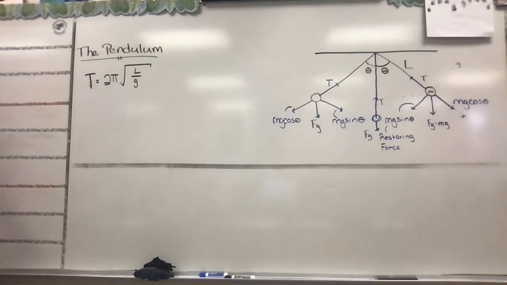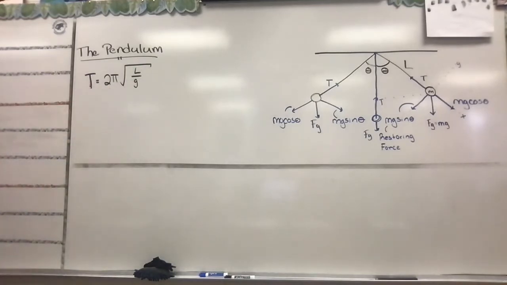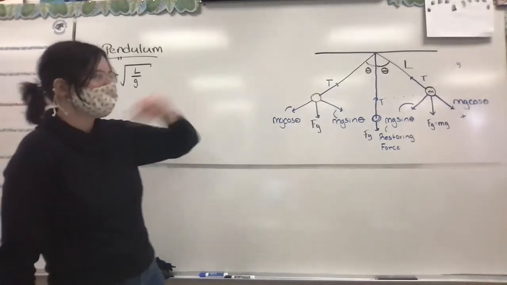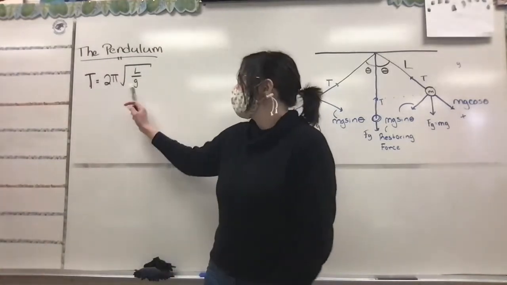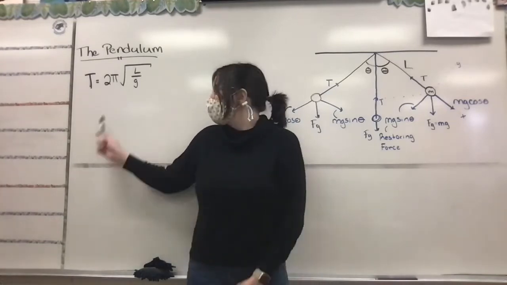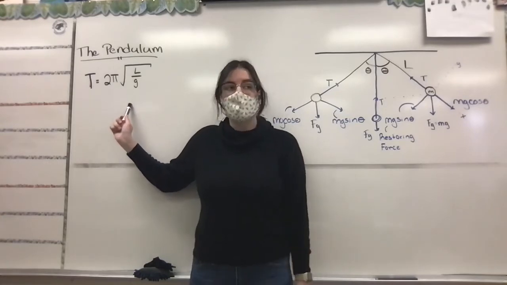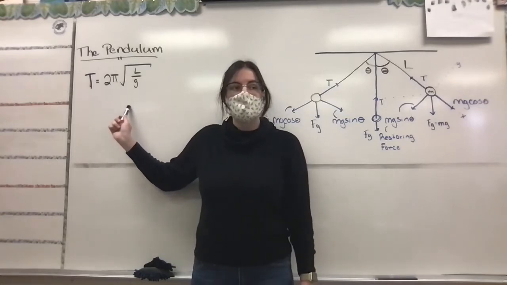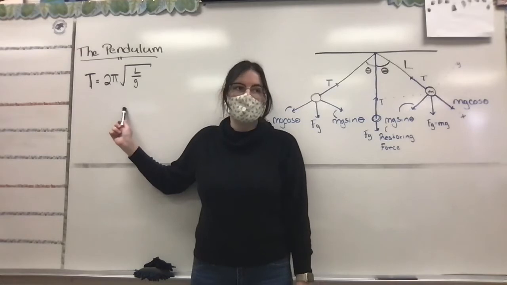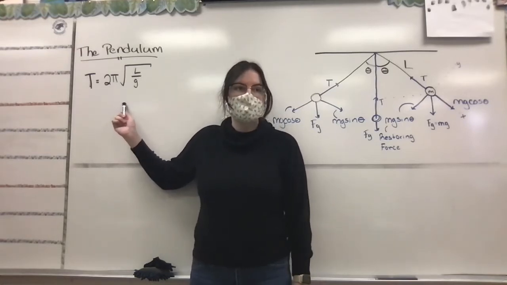Okay? So our period is equal to 2 pi square root of L over G, L standing for the length of the pendulum, and G standing for acceleration due to gravity. So, what is G on Earth? 9.8. Is it going to be 9.8 on Mars? No. Is it going to be 9.8 on Venus? No. Is it going to be 9.8 on the Ferengi homeworld? No.